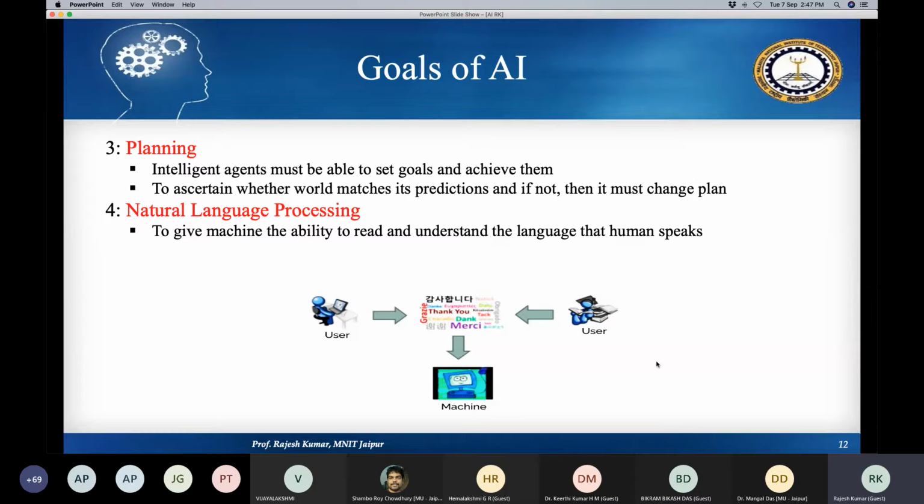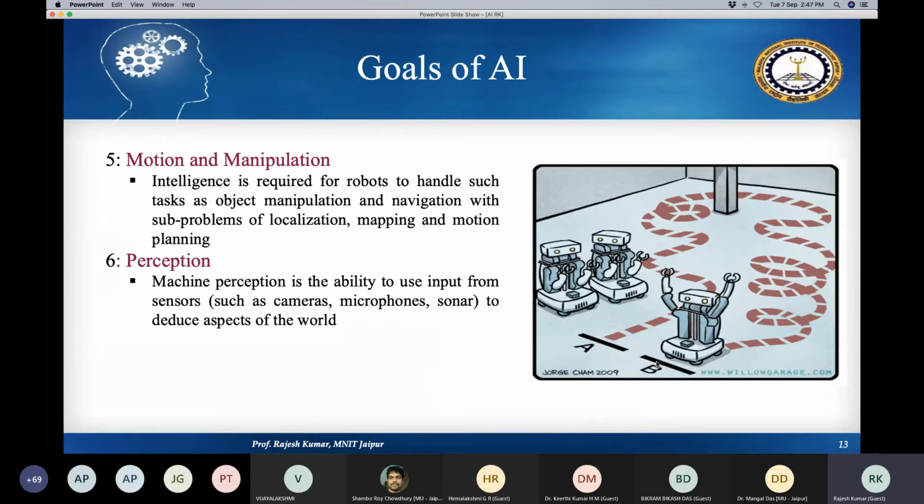Your mobile phone is one very good example. You just speak and it types things, or you can use Siri to play the music. And nowadays in cars, you just give a voice command and it operates accordingly. So this one is another interesting part of it.